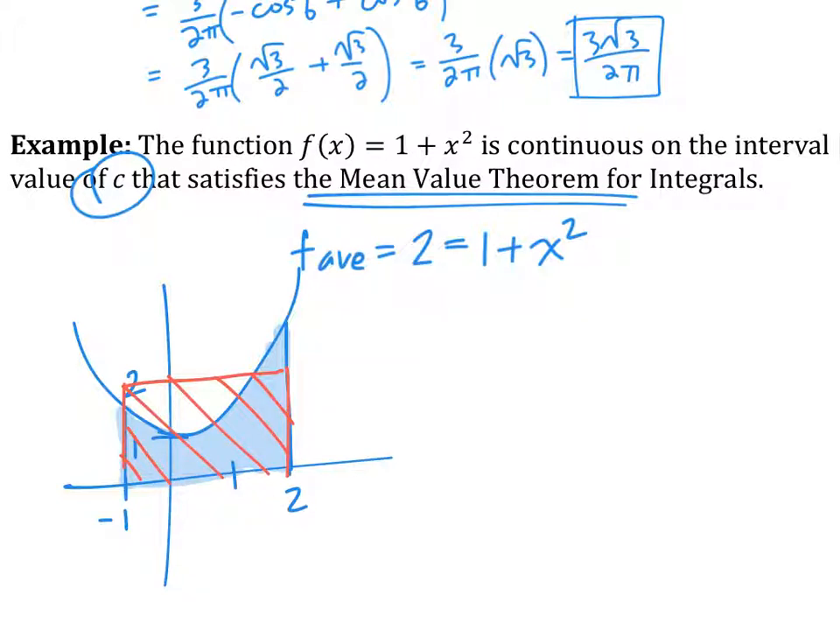The question is, what x value gives you that 2? What x value will give you 2 in the function? So just make 2 equal to the function and solve. So 1 is equal to x squared, x is equal to -1 and +1. Meaning at -1 and +1, the function will be 2.